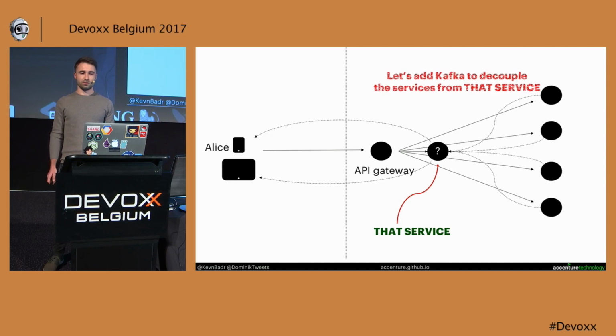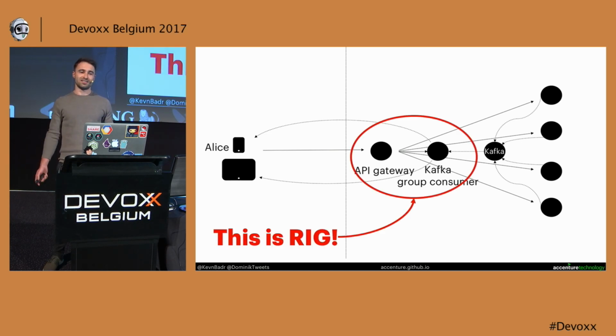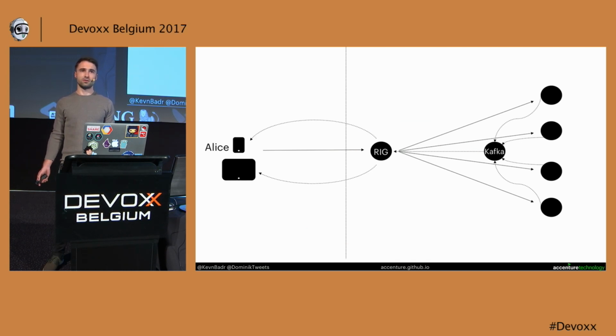the backend services. So we can add yet another thing, some event broker. In our case, we chose Kafka, that is used to decouple those backend services from that service. And this service then basically is a Kafka group consumer. And now it's easy to show what rig is. It's exactly the combination. Rig is an API gateway and also a consumer to Kafka and pushes down events to front ends and holds all the connections for your services.